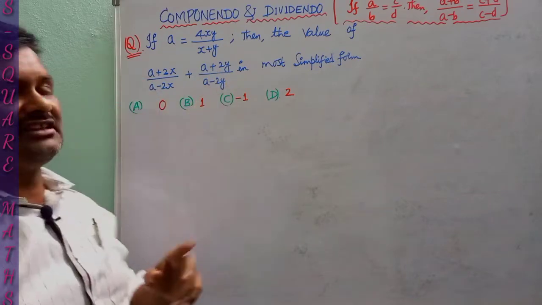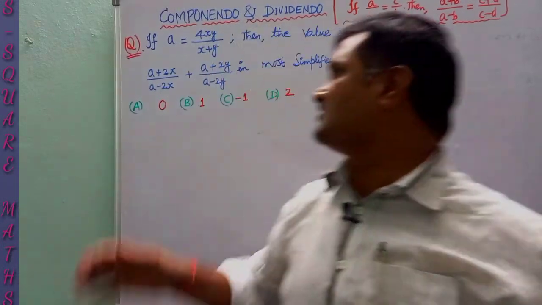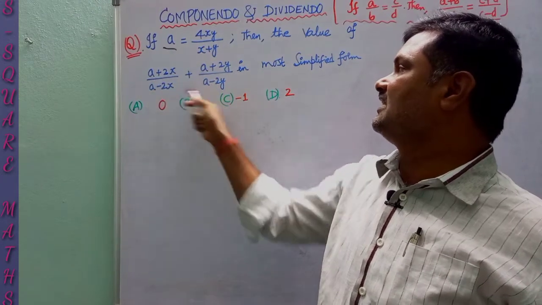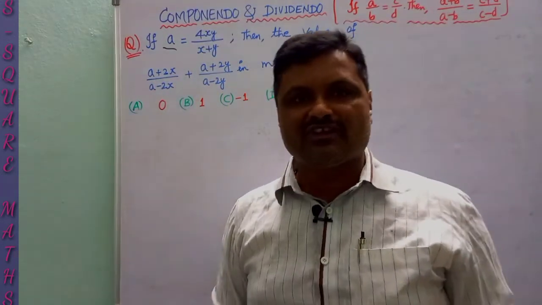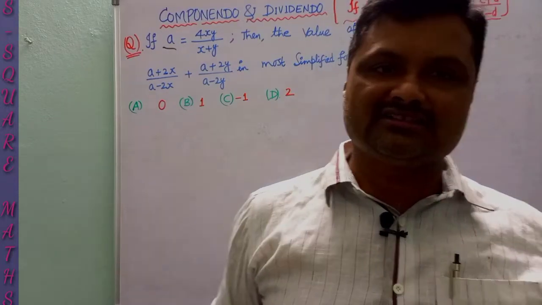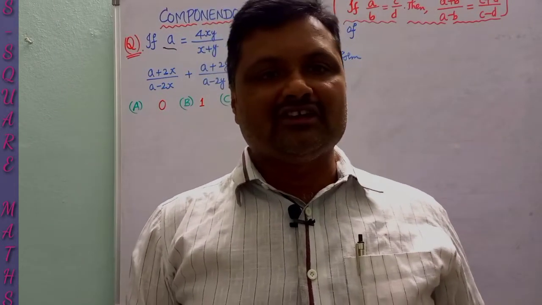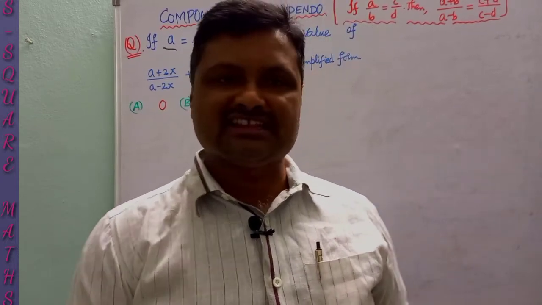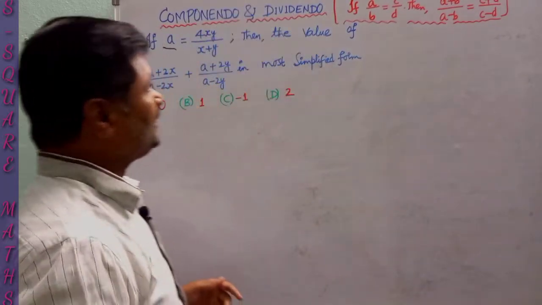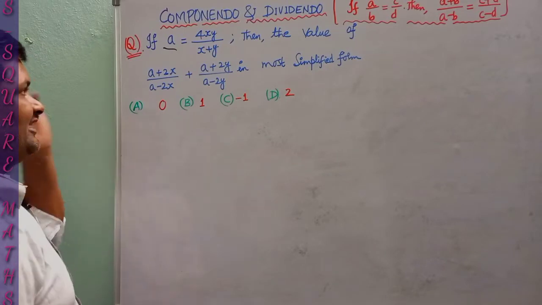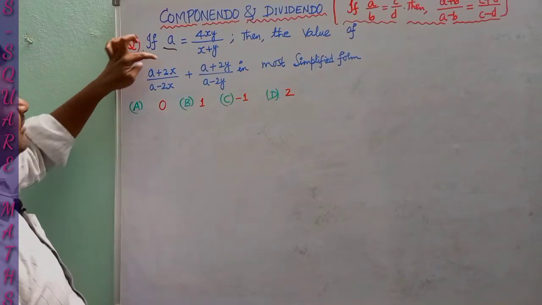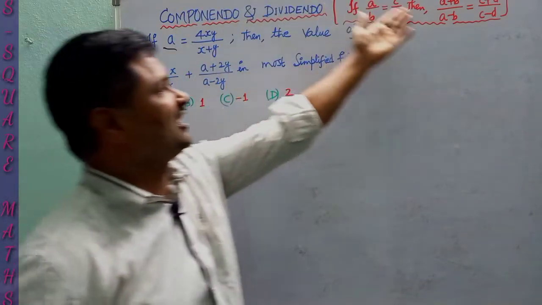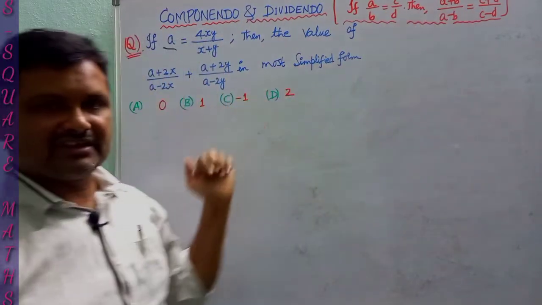Before starting, a is given, and you have to simplify this expression. Generally, by seeing the question, many students will substitute the value of a here, here and here, and simplify. You will get the same answer without componendo and dividendo, with LCM. But here I am going to apply this. If you observe carefully, in our expression we have a plus 2x by a minus 2x, and a plus 2y by a minus 2y. If you are aware of this, you can do it very easily.